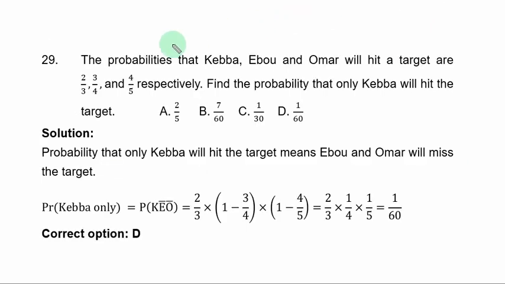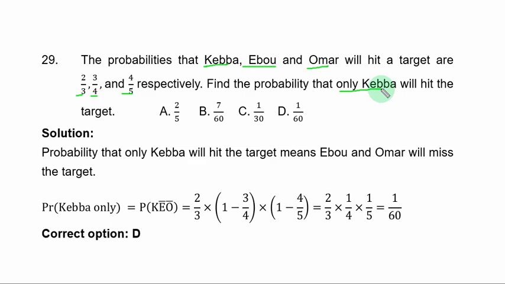Question 29. The probabilities that Keba, Ebwe, and Oma will hit a target are 2/3 for Keba, 3/4 for Ebwe, and 4/5 for Oma respectively. Find the probability that only Keba will hit the target.